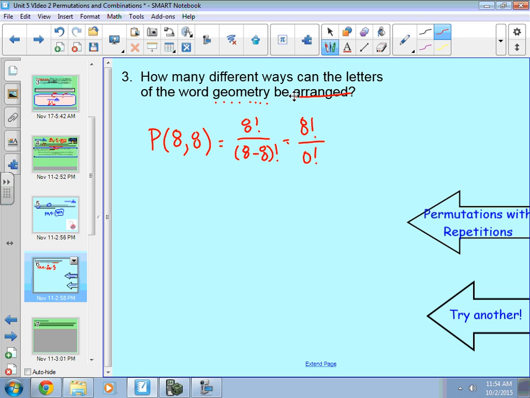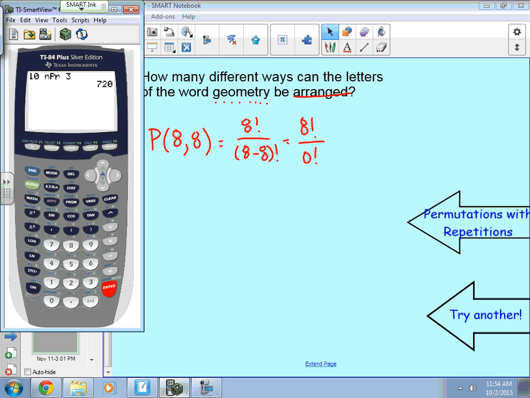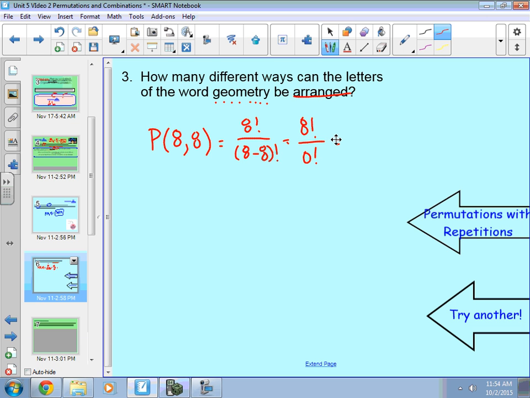Now, some of you might be thinking, uh-oh, we can't do this one. Well, actually, you can. 0 factorial doesn't actually equal 0. If you do 0 factorial on your calculator, it actually is 1. 0 factorial is the same as 1. So this is really 8 factorial divided by 1, which is just the same as 8 factorial. So anytime you're arranging all of the things, so if you do permutation of 8 select 8, that's 8 factorial. It's always going to be just the same as the factorial button. So we could figure that out.